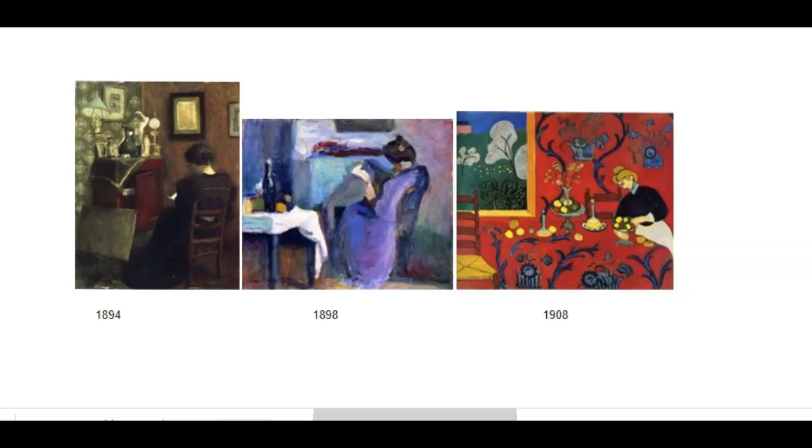All right, let's look at these three paintings, kind of the same kind of subject matter. And these are all painted by Matisse. So when you look at this first painting that Matisse did in 1894, look at all the stuff he painted in this painting.